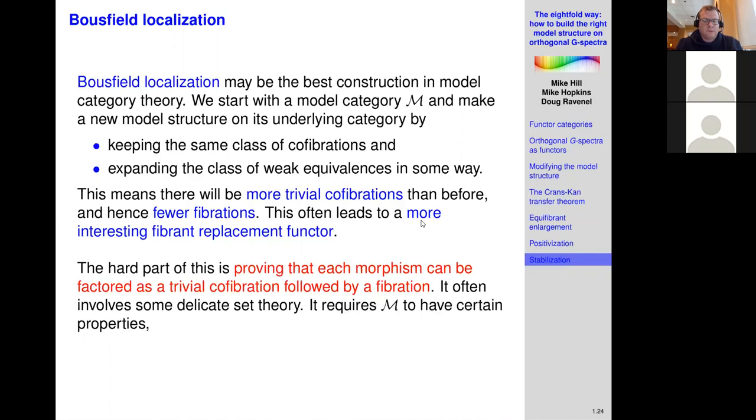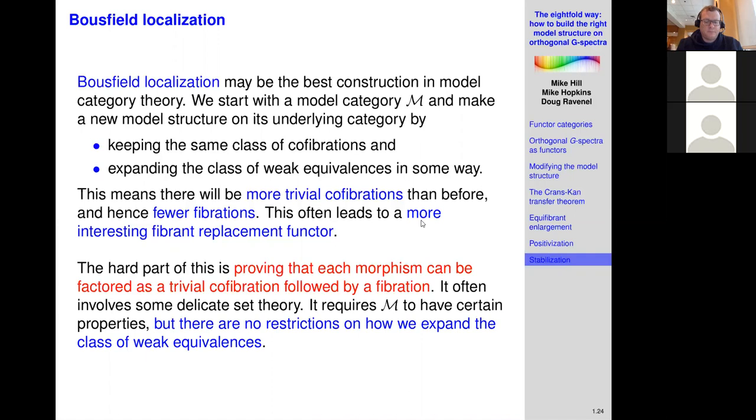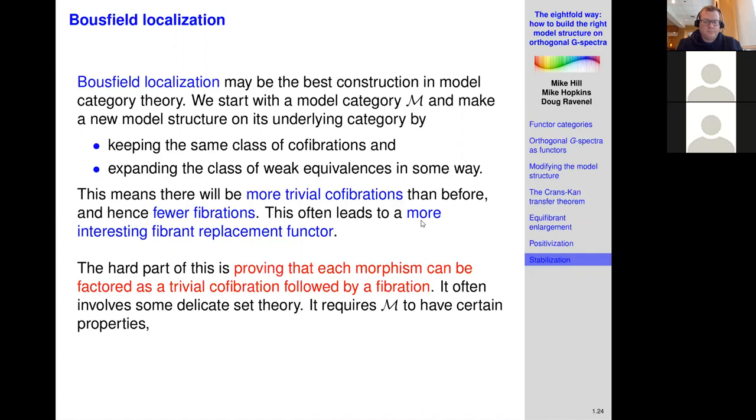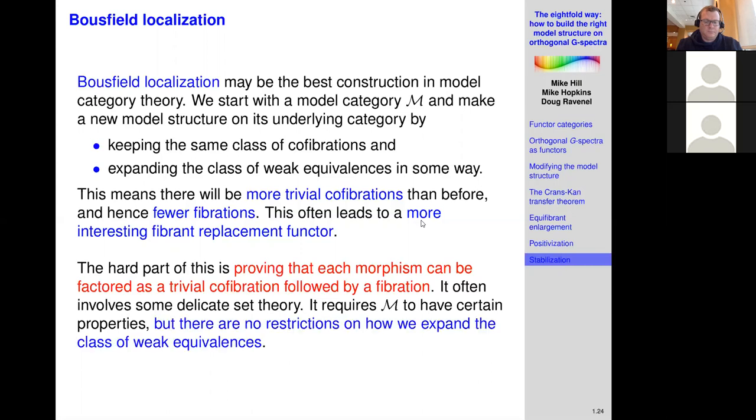So what he found is that if M has certain properties, you can do this. The model category M has to have certain properties. If it has these properties, it doesn't matter how you want to enlarge the class of weak equivalences. If M is a nice model category, you can enlarge the class of weak equivalences in any way that you like, and you'll get a new model structure.